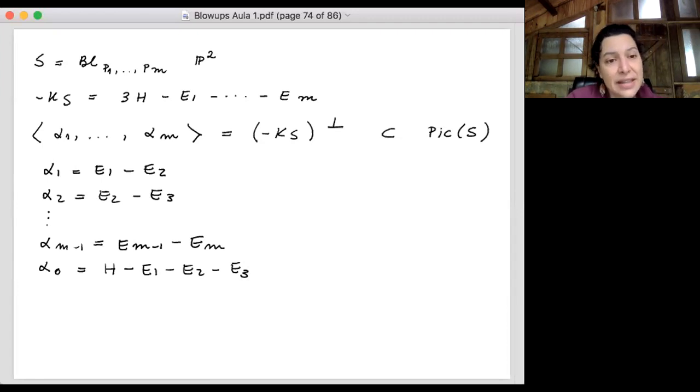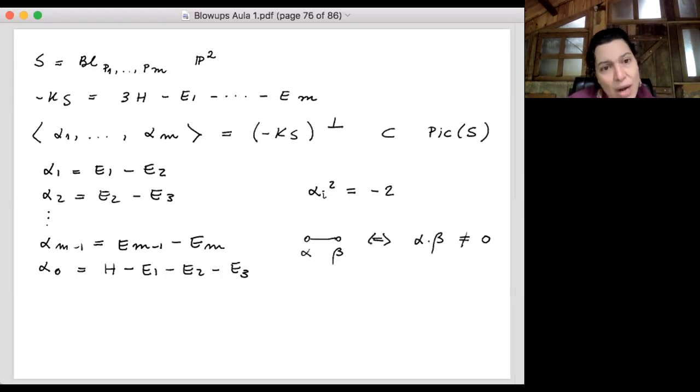And then the last element of the basis is this one that I choose to be H minus E1 minus E2 minus E3. I choose three of the exceptional divisors. And now I will construct what we call the Dynkin diagram associated to this. This is a root system. And we check that each one of these generators has self-intersection -2.